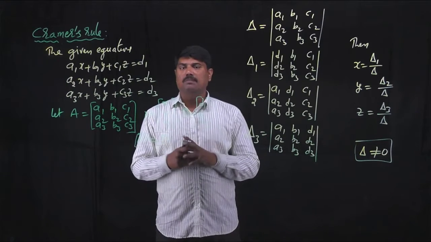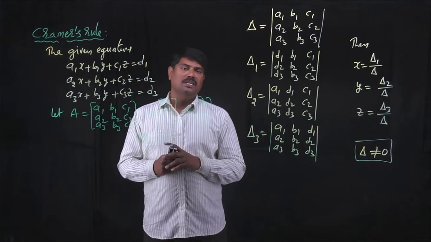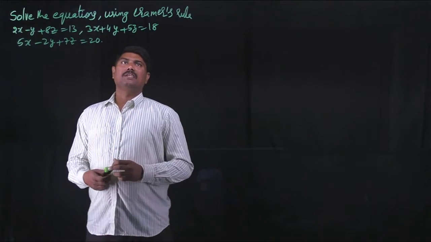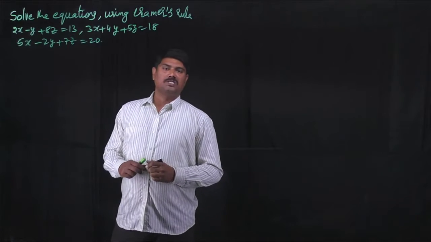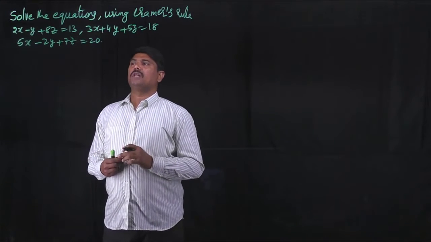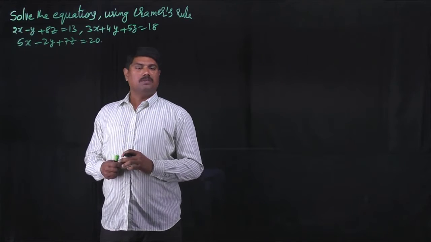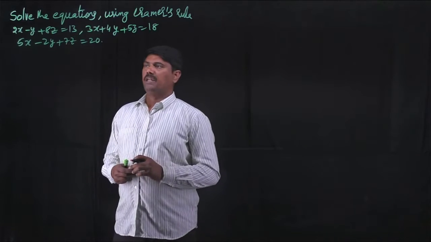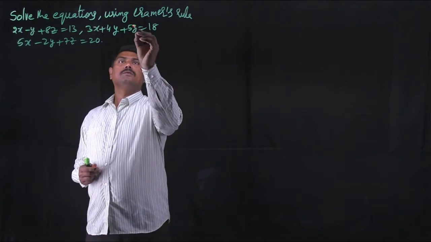Now let us do some examples by using Cramer's rule. Now let us do some problems related to the method of Cramer's rule. They are asking to solve the equations using Cramer's rule. They have given 3 non-homogeneous equations with 3 variables. Write this one as z.